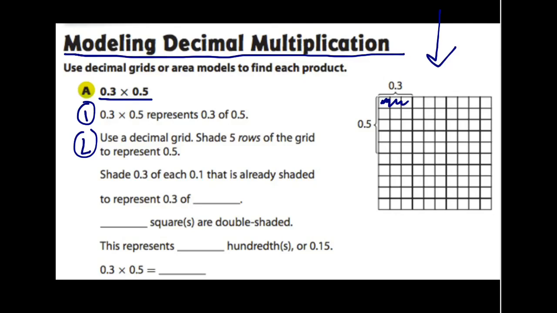So you see me shading in blue. That's 1 row, 2 rows, 3 rows, 4 rows, and 5 rows.